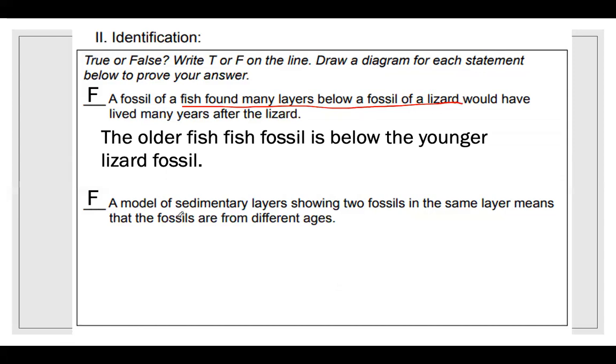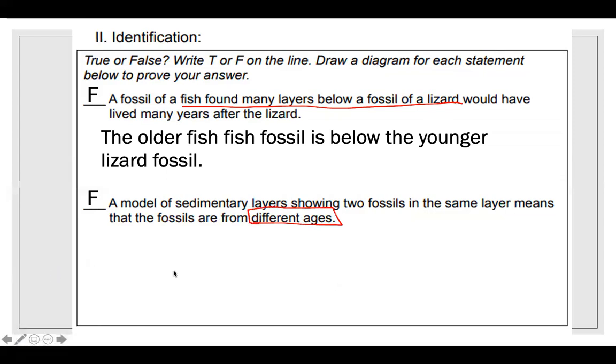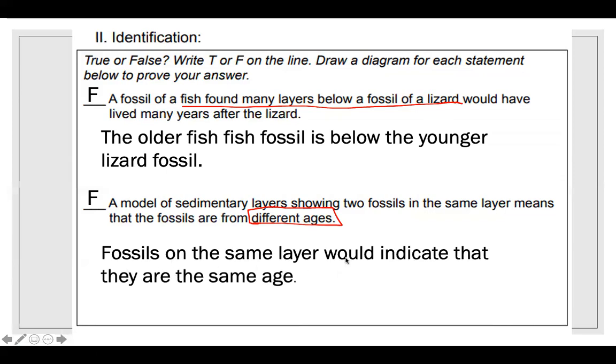Okay. A model of sedimentary layers showing two fossils in the same layer means that the fossils are different ages. And we know that's false because we just had a question that explained to us that fossils on the same layer would indicate that they are the same age.